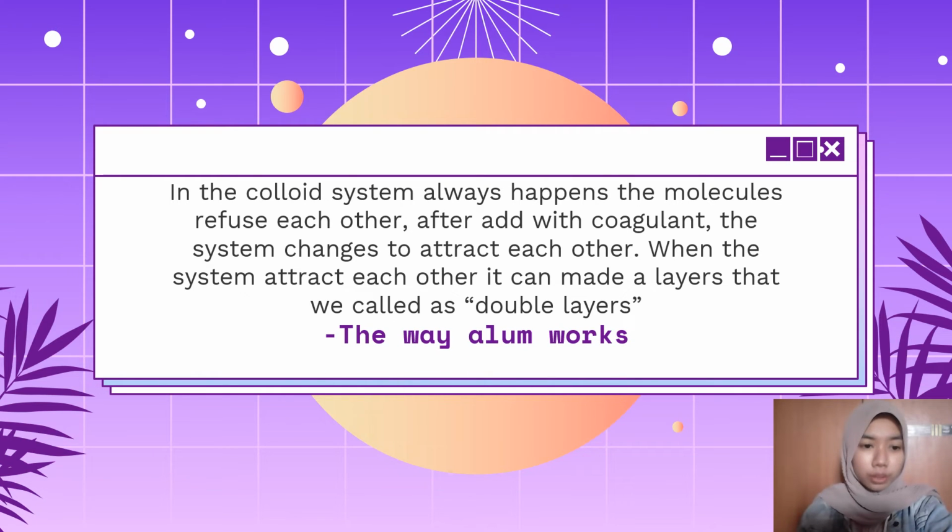Okay, so the following is the way alum works. In a colloid system, the particles always repel each other. As they are added with coagulant, the system changes to attract each other. When the particles attract each other, they can meet in a layer that we call the double layer.